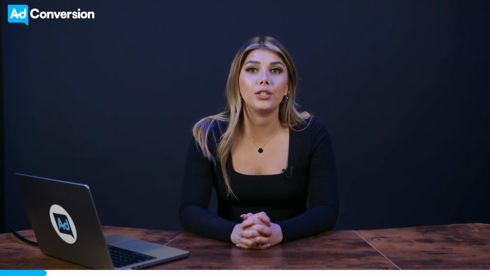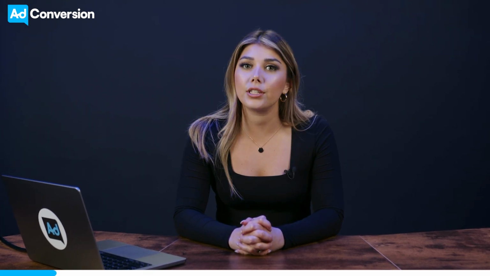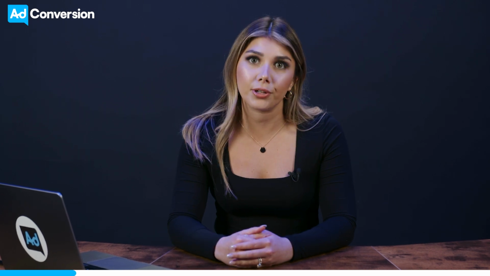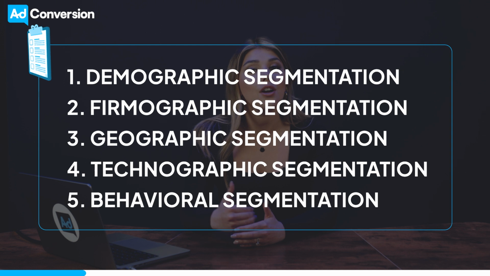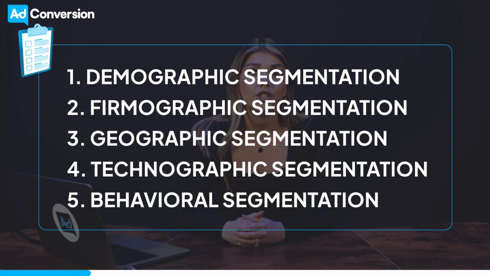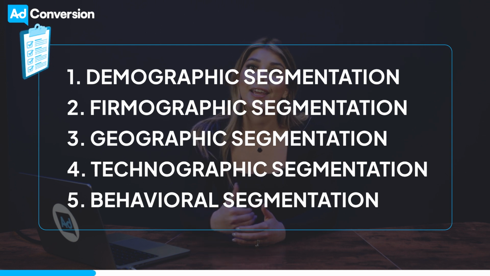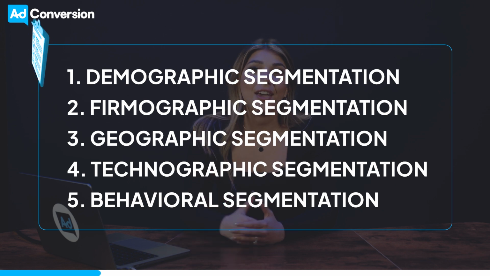Let's use this worksheet to walk through the biggest items you need to know when developing a persona, whether it's for a decision maker, a champion, or an influencer persona. There are 5 major segmentation buckets to consider when putting together a persona. They are demographic segmentation, firmographic segmentation, geographic segmentation, technographic segmentation, and behavioral segmentation.